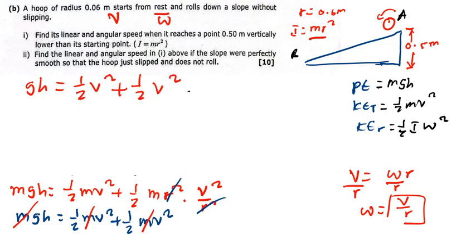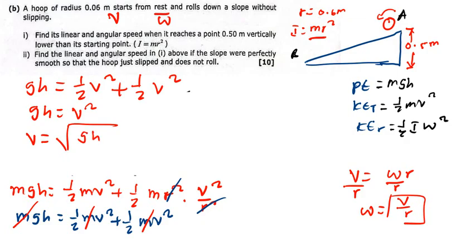My goal is to find the v. So half plus half, I'll end up having 1. So this is going to give me 1. I'll have just v squared. So when I do that, I'm going to get the square root. So v will be equal to the square root of gh.